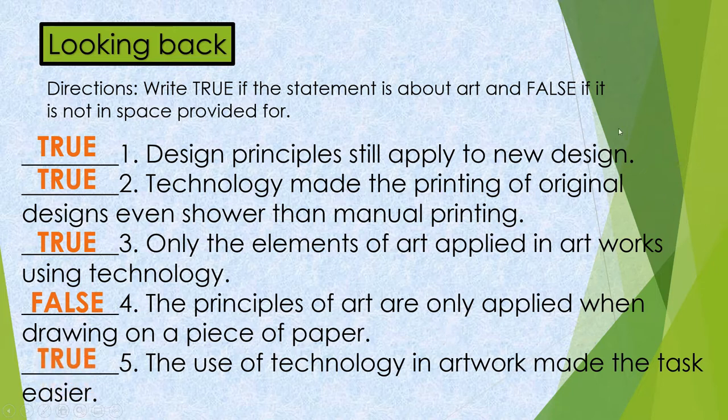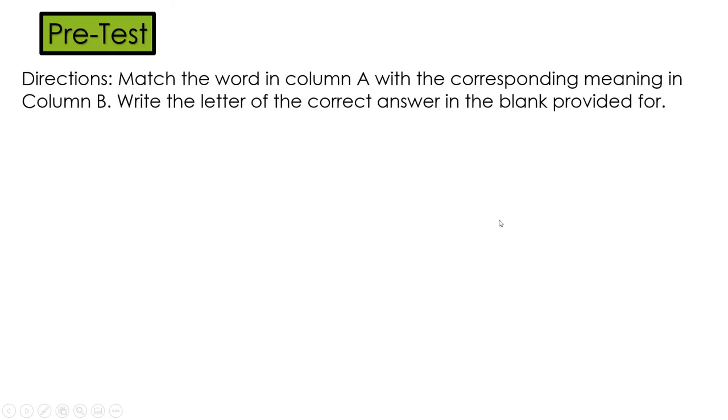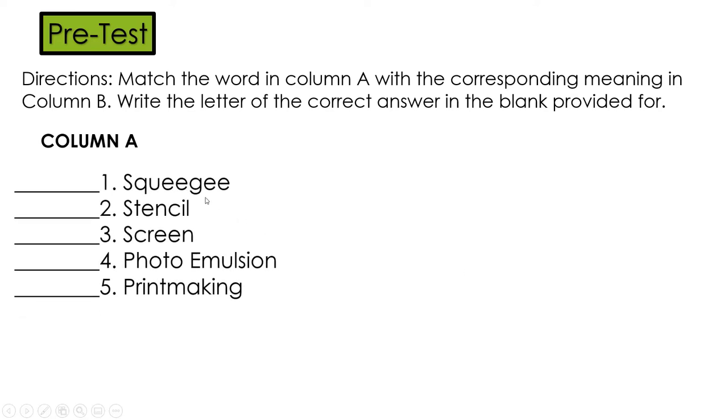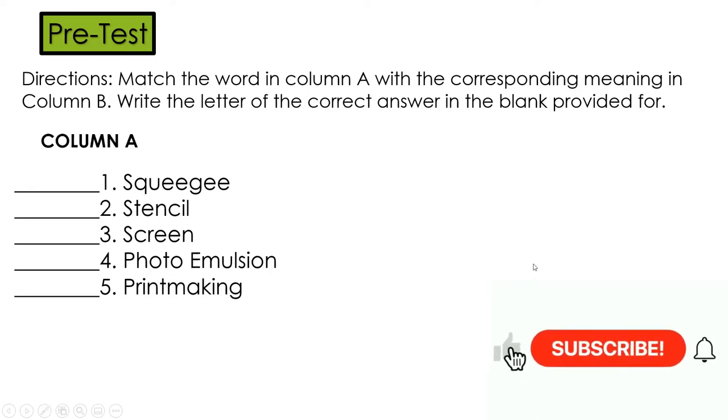Okay, very good guys. Now, let us now proceed to the pretest of our lesson today. So here are the directions. Match the word in column A with the corresponding meaning in column B. Write the letter of the correct answer in the blank provided for. So here are the words in column A. We have squeegee, stencil, screen, photo emulsion, and printmaking.